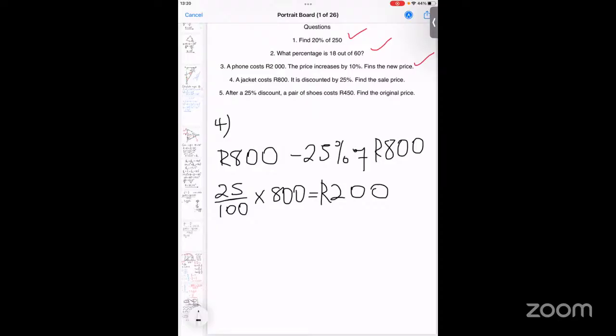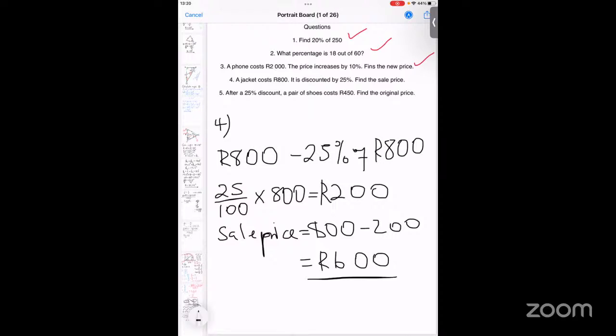So it therefore means that the sale price will be equal to that 800 rands, where we minus 200 rands, and then we end up paying 600 rands. And that should be the end of it. Okay, I think that also makes sense. I wanted to make a tick there.